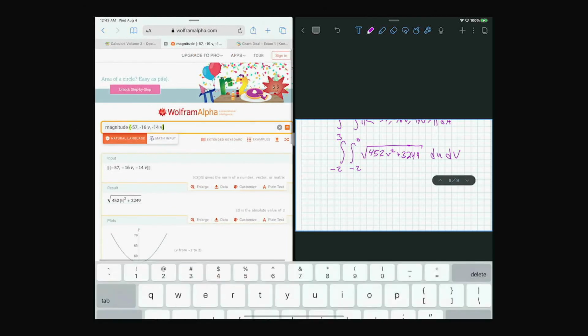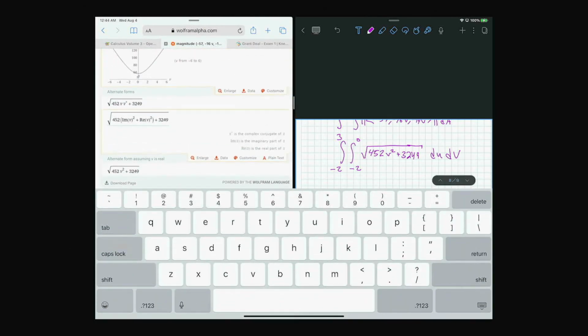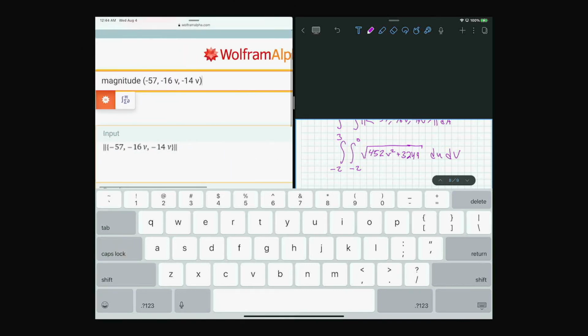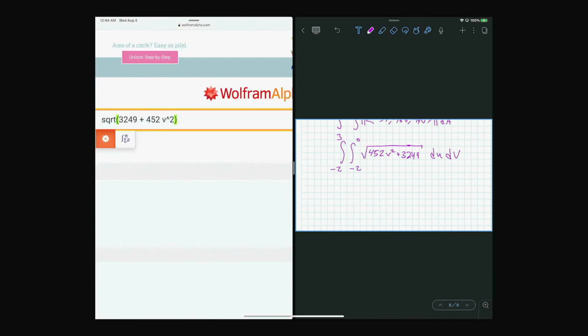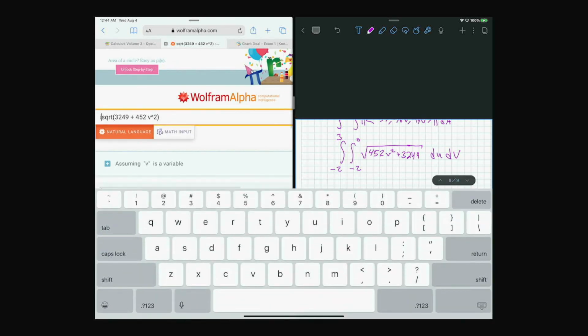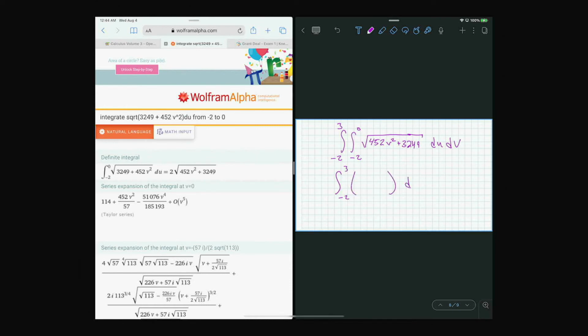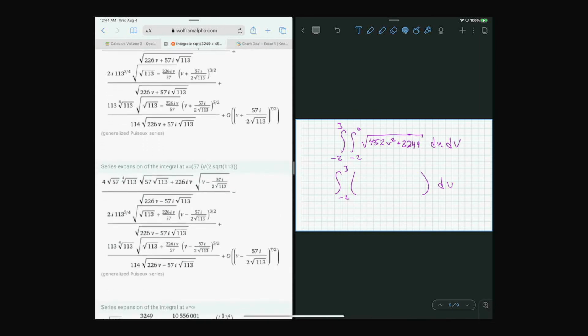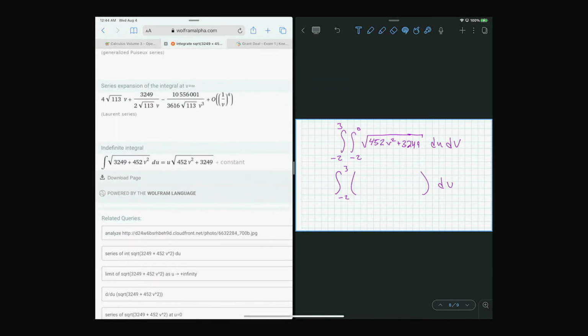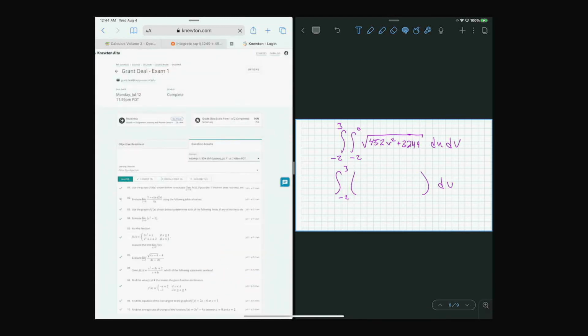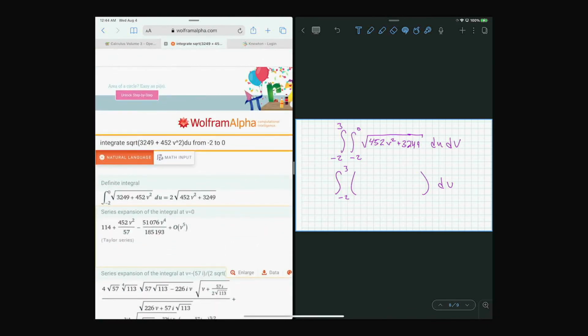Actually, let's go down here to where it said assuming v is real. Okay, here we go. Let's select that. That's what we're integrating. And first thing we're doing is integrating that, but that's a du integral, right? It's got v's in it, but we're doing a du integral from negative 2 to 0, and then negative 2 to 3, dv. Do we have a result? That is not what I wanted. Where's the answer? Oh, it's right here.